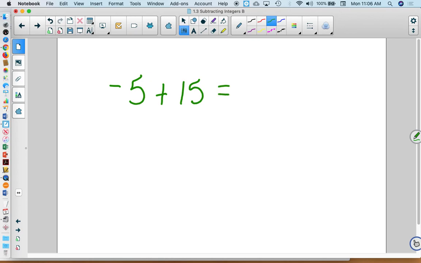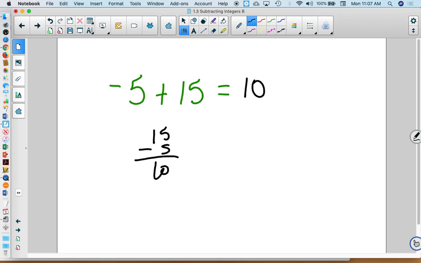What do I do with this one? What should I do with this one just to solve it? Tell me how to solve it, Justin. Find out which sign is bigger and then subtract the other. Absolutely correct. Which sign is bigger, Justin? Positive. Positive. So I keep the positive sign and then I subtract. So what is 15 minus 5? So it's a positive 10.